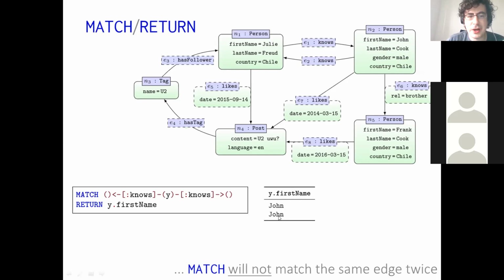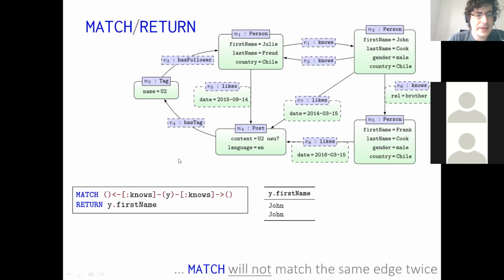Why did we return John twice? So we return John twice because we have one match where this goes to N1, and another match where this goes to N5, and we have another match where this goes to N5, and another match where this goes to N1. So it's N1, N5, N5, N1, so we can swap the order of the two.